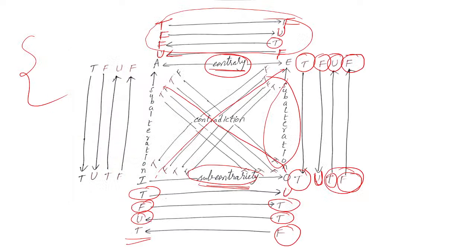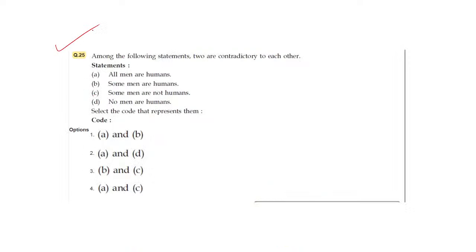Okay, friends. These are the UGC NET questions from 2018-19. Please see the first question: among the following statements, two are contradictory to each other. Which are the contradictory statements? First of all, we have to know which are contradictory. A, E, I, O, right? You have to remember which are contradictory, which are contrary, which are subcontrary, and which are subalternation. These are contrary, right? These are contrary.